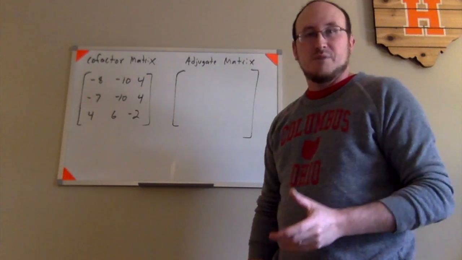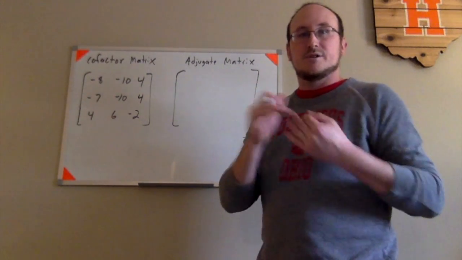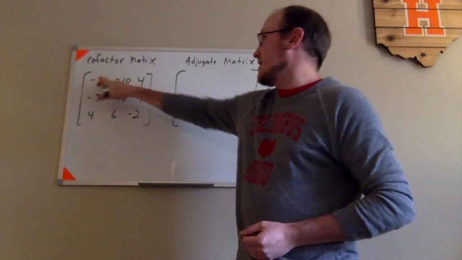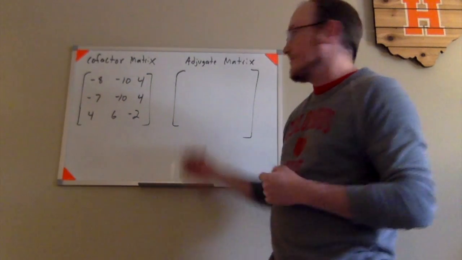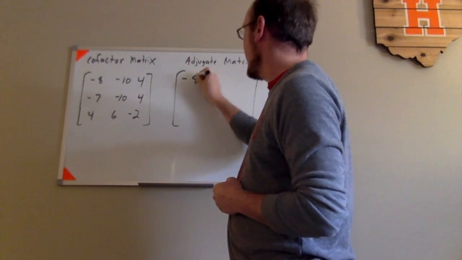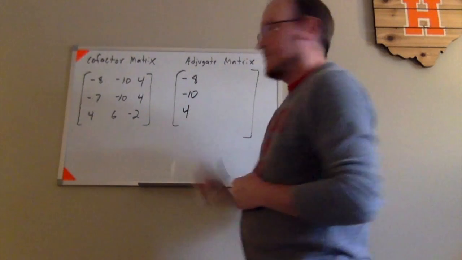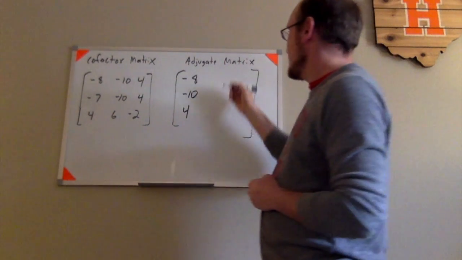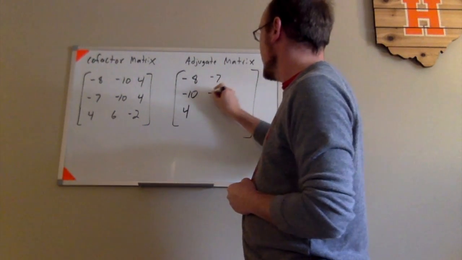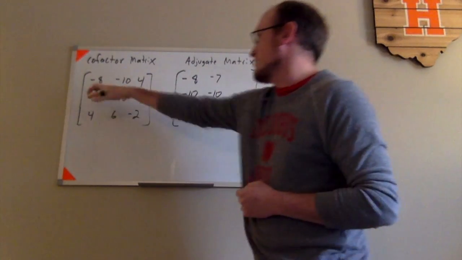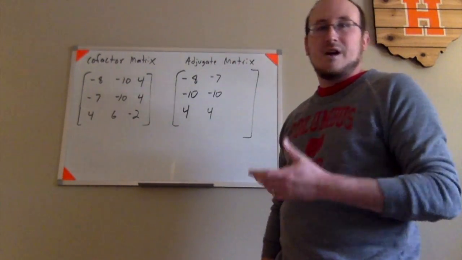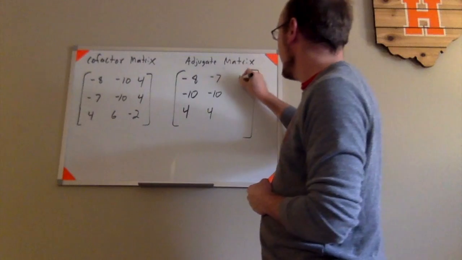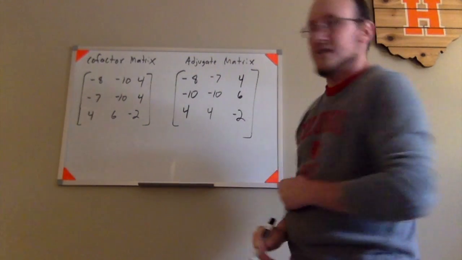Now, what is a transpose, you might ask? Well, what the transpose does is it just switches the rows and the columns. So the first row of this matrix, which is -8, -10, and 4, becomes the first column of this matrix. So -8, -10, and 4. The second row of this matrix just becomes the second column of this matrix. So -7, -10, and 4. Again, this row just became this column. And now finally, the third row of 4, 6, and -2 just becomes the third column. So I have 4, 6, and -2 in my third column.